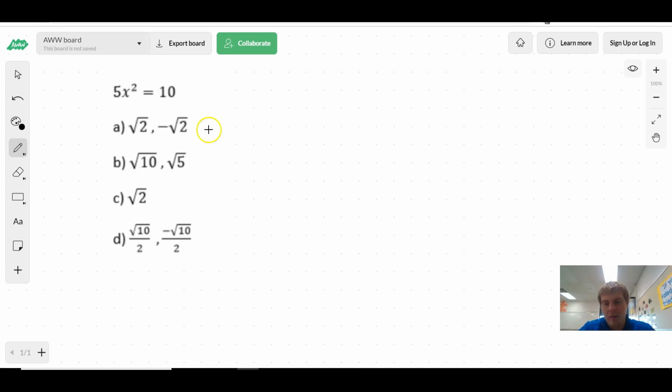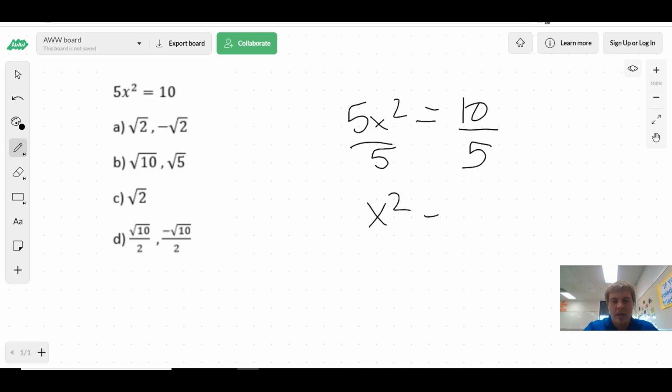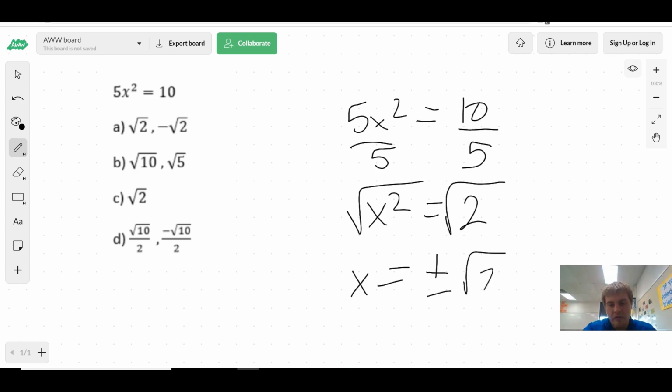This is a really nice problem to get, and it should be easy to solve. So what we would want to do first is divide both sides by 5 to get the x squared by itself. And once you have the x squared by itself, you're going to get this to be 2. You will take the square root of both sides, and you're going to get x equals plus or minus the square root of 2. And again, the most common mistake here is to not put both answers. So it could be either of these two, and that's a very common wrong answer. So just be careful when you're solving these things.